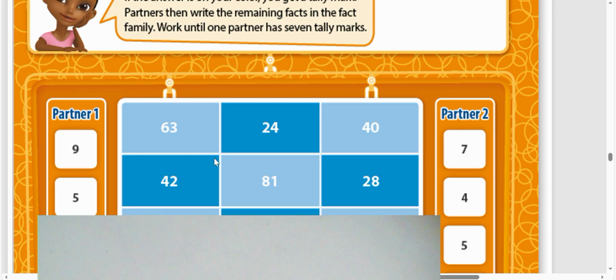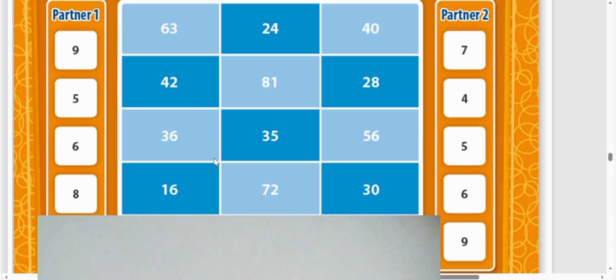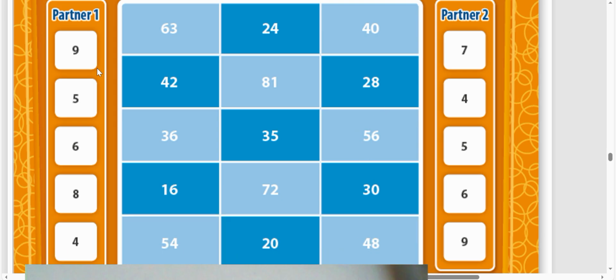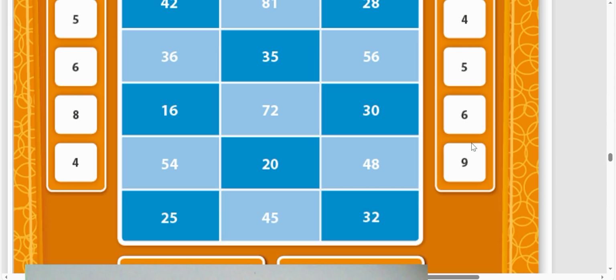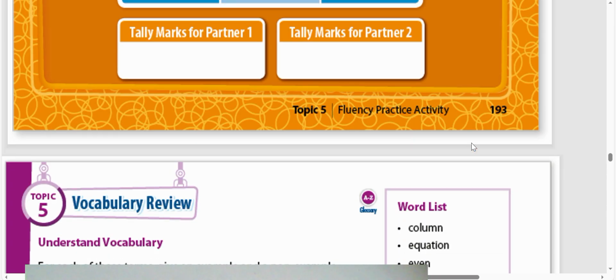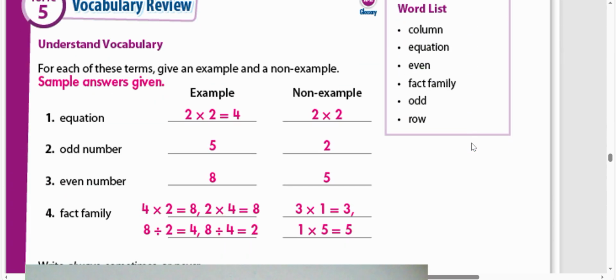Next page, we can get the answer from the table. 9 times 9 equals 81. 5 times 6 equals 30. 5 times 8 equals 40, and so on. Choose 6 in here and 5. 5 times 6 is 30, okay? 6 times 6 is 36. You can check the answer with the equation.